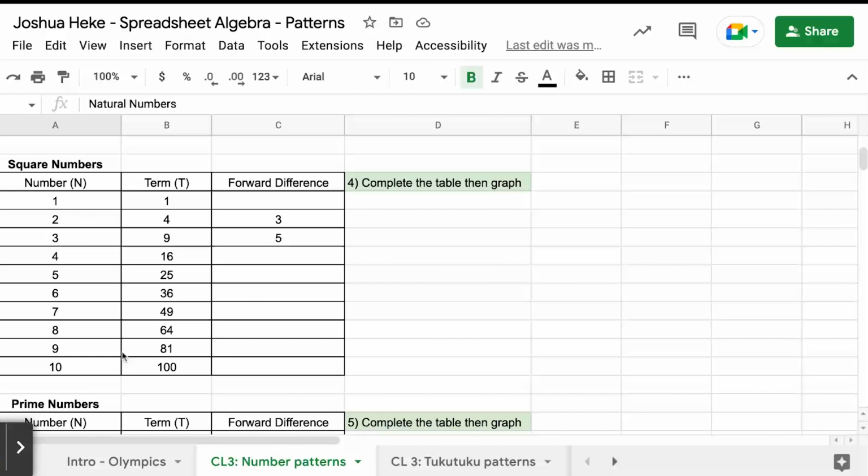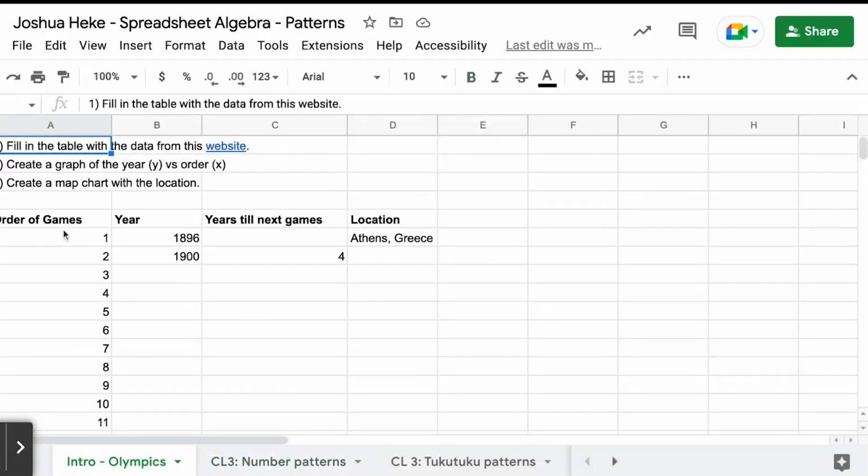All right, so we're looking at the forward difference here. We've got our first sheet about the Olympics, and we've got the number of games here. The first game was in 1896, and it was in Athens, Greece. The next game was in 1900, and the next game was in 1904. The next game was in 1908.